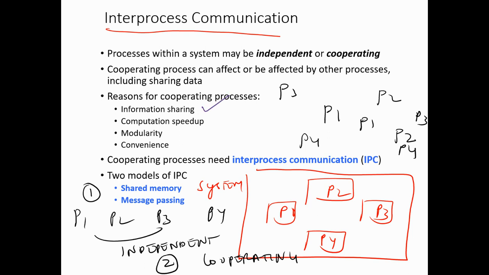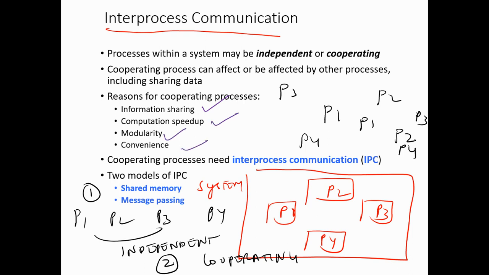Secondly, the speedup. Why? Because if P1, P2, P3, P4 communicate with each other, and one of the processes, P1, is not able to do the work at a particular point of time, it can give the work to P2, P3, or P4, so there will be a higher throughput, and the speed of the computation will be drastically increased. And you also have modularity and convenience.